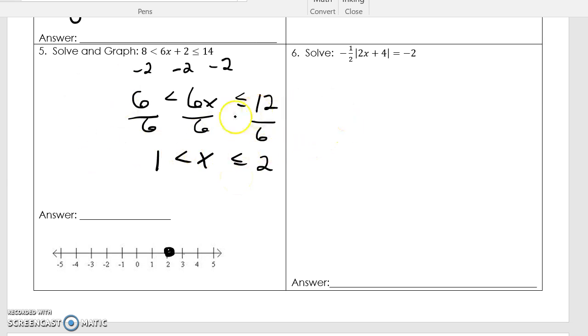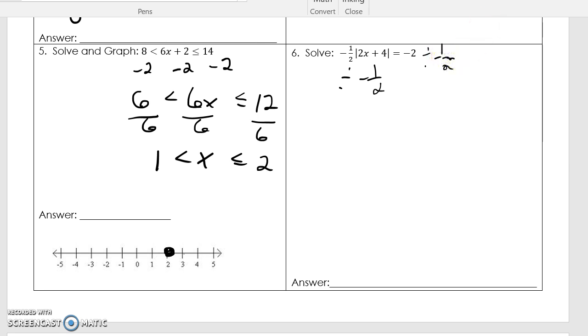Number 6 is something we haven't seen in a while. You have an absolute value equation, but before you can even deal with that, you have to move that 1/2. Right now, what's going on between the negative 1/2 and the absolute value? I hope you recognize that that's multiplication. How do you undo multiplication? You have to divide by a negative 1/2.